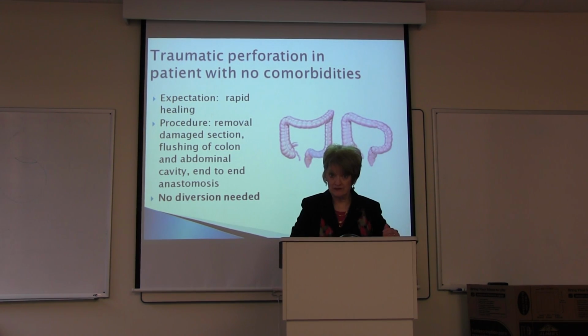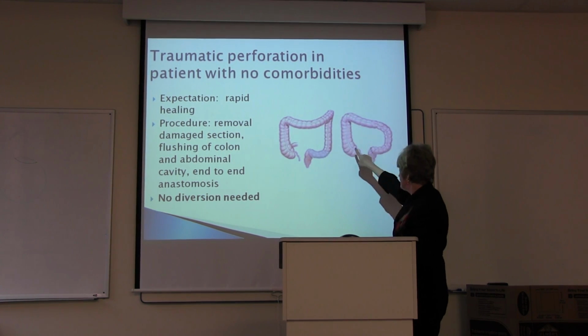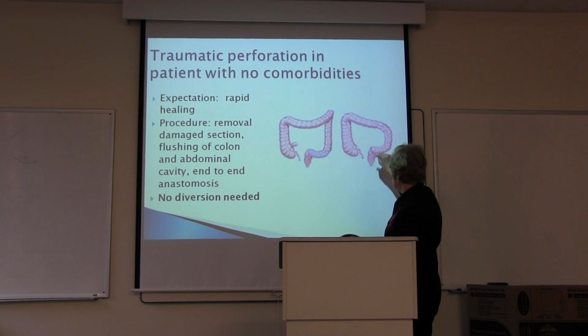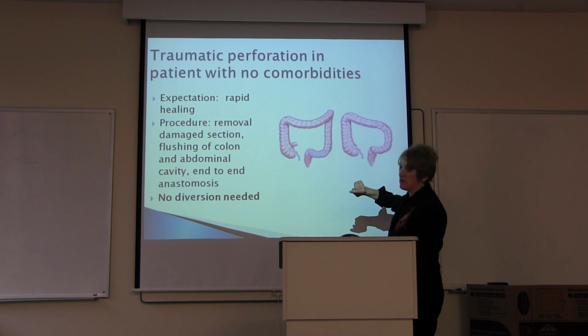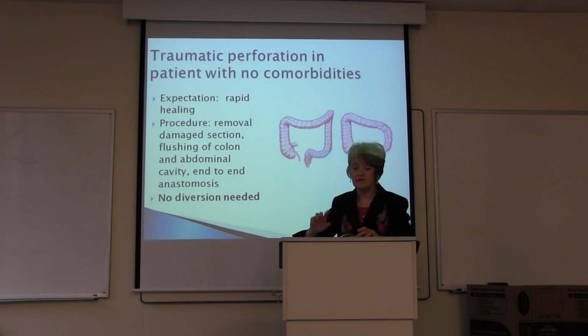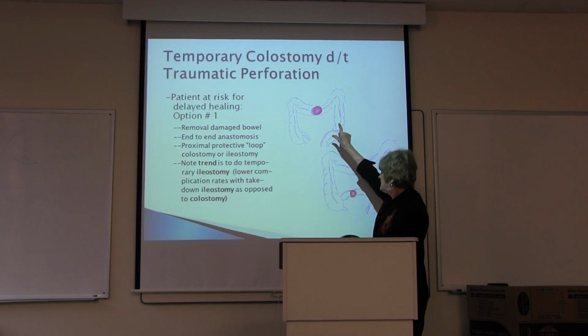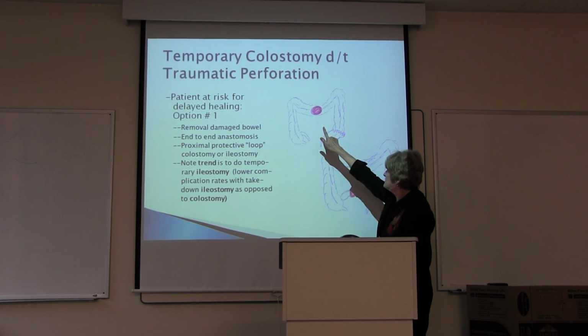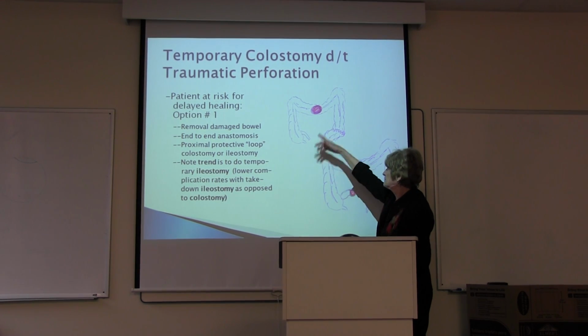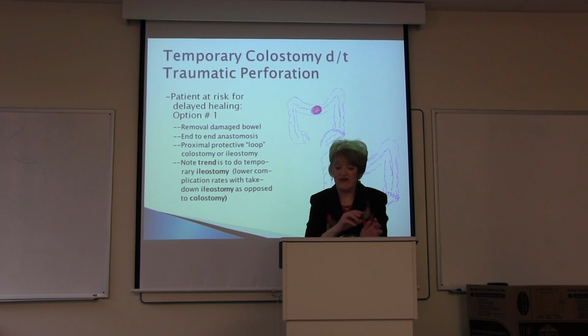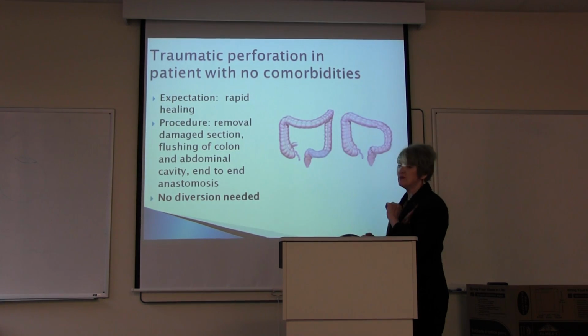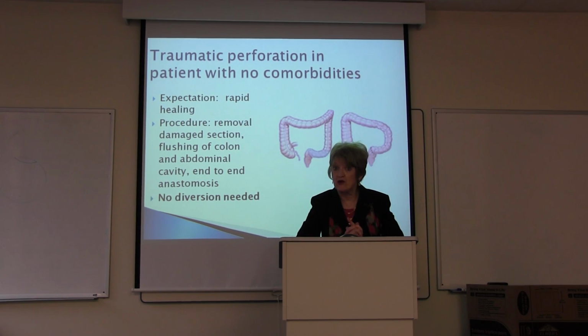So studies have been done to compare complication rates in patients who had this procedure: remove the damaged section, flush the colon, re-anastomose, flush the abdominal cavity, close the abdomen. They compared those complication rates with complication rates in this group of patients where the damaged section was removed, the anastomosis was done, a diverting colostomy was done, and the abdominal cavity was flushed. And what they found was that the group that were re-anastomosed with no ostomy had better healing outcomes, lower complication rates, because they did not have to go back to surgery.